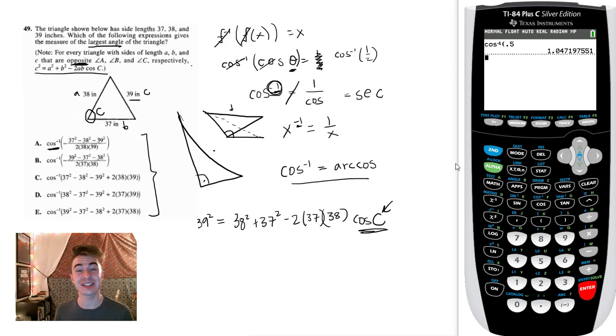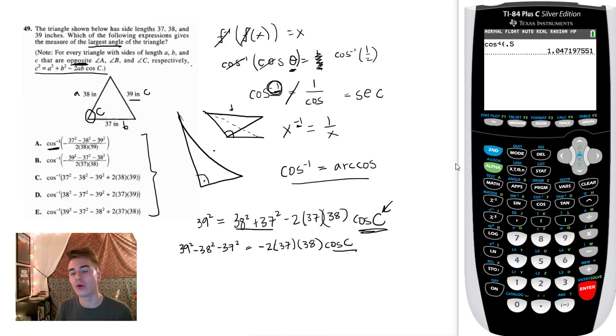And over the course of 60 problems, any time you can save is going to be a tremendous help for you. Anyways, I've already written it out, so I'm going to continue that. If I isolate, I'm going to get 39 squared. I'm going to bring these over, so minus 38 squared minus 37 squared is equal to, again, minus 2 times 37 times 38 times cosine C. And again, I'm trying to isolate for cosine C. Why?